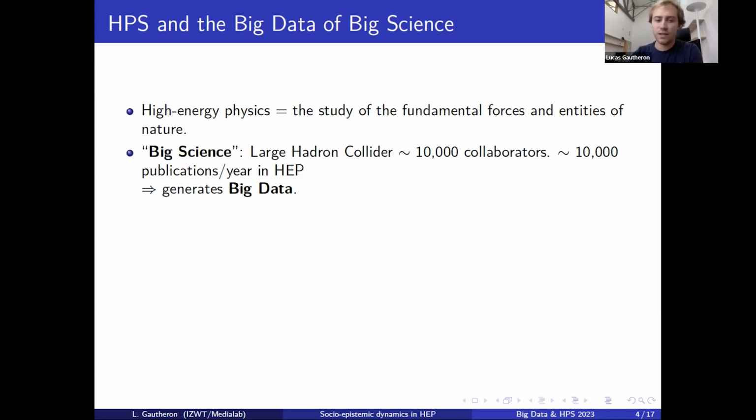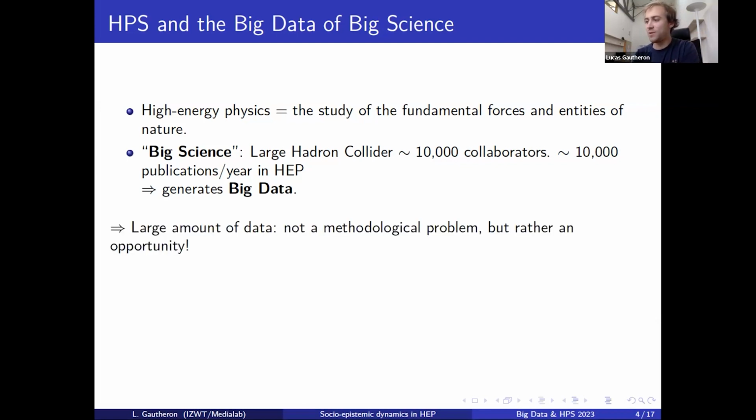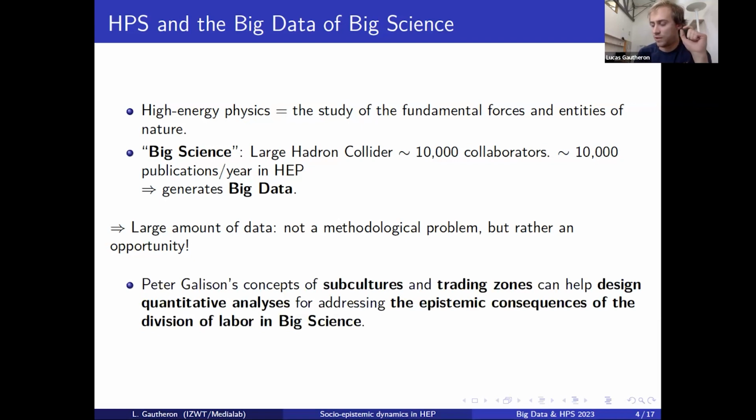We might think that this poses a methodological problem, but I would argue this is instead an opportunity to elaborate statistical studies of science informed by concepts from history and philosophy of science. As I will show in this presentation, Peter Galison's concepts of subcultures and trading zones can help design quantitative analysis for addressing the epistemic consequences of the division of labor in big science.